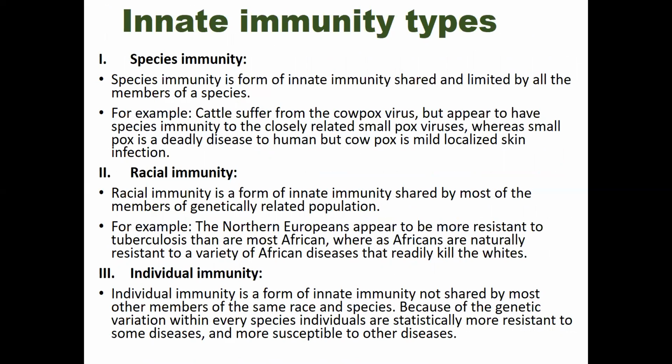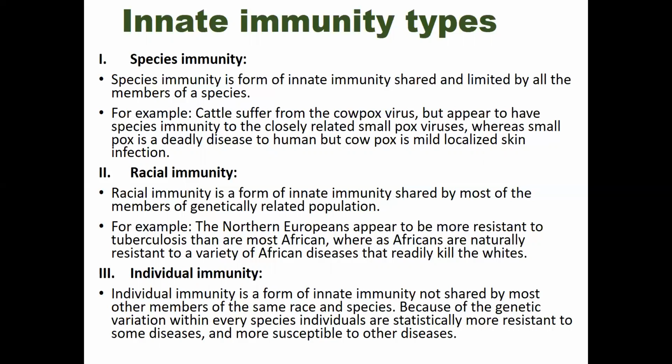Species immunity is a form of innate immunity that's shared and limited by all members of a species. Okay, for example, cattle suffer from a cowpox virus but appear to have species immunity to the closely related smallpox viruses. Whereas smallpox is a deadly disease to humans, cowpox is a mild localized skin infection. Okay, that means these two diseases are specific to a specific species.